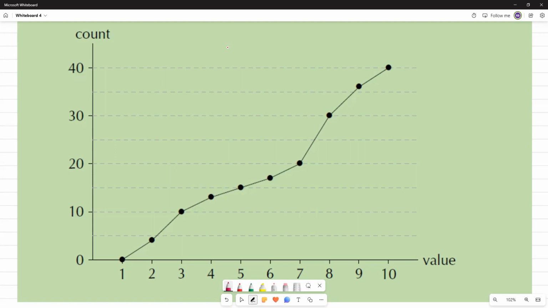Perfect. In front of us here is a cumulative frequency curve of which we are asked to find the 5-number summary. The 5-number summary.